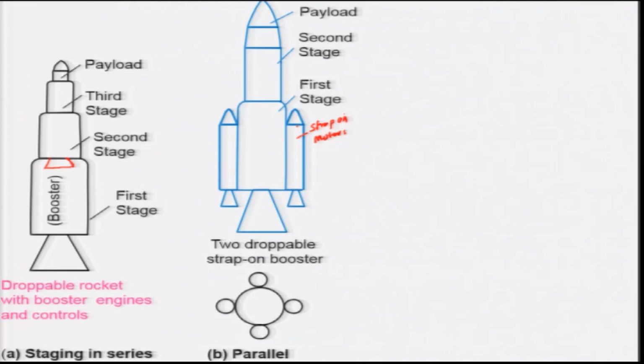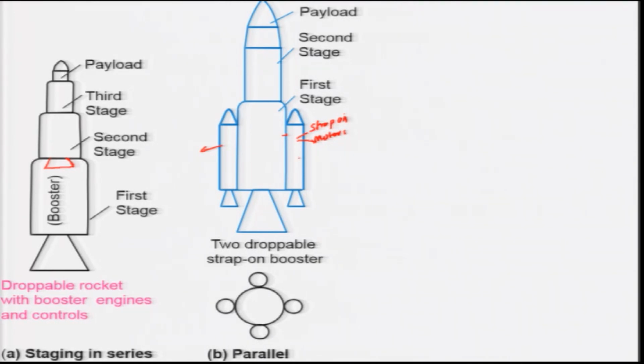Once all the propellant in a strap-on motor is exhausted, it will be ejected out, and then the first stage will keep running. Once the first stage is exhausted, it will be dropped, and the second stage can be initiated, and it goes on. This is used very much in our GSLV and other vehicles, because in the booster phase we need to provide a very high thrust level.